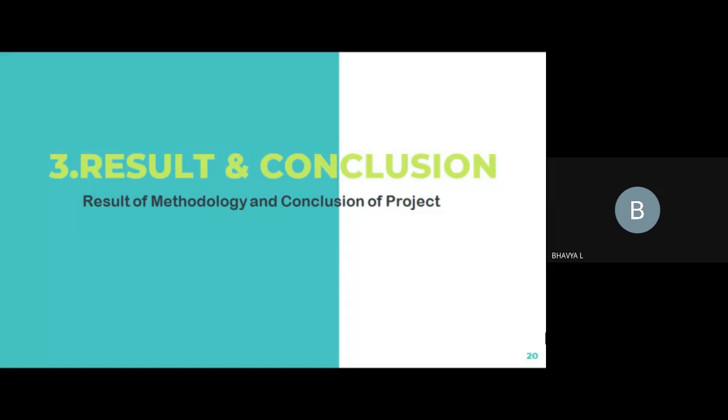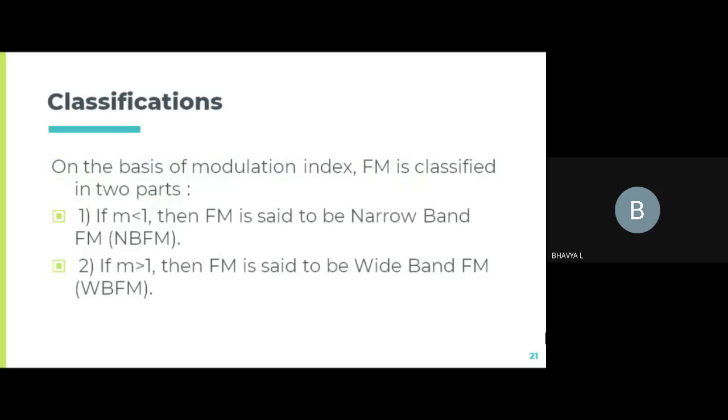Now let's discuss the result and conclusion of our project. Classifications. On the basis of modulation index, FM is classified into two parts. If M is less than 1, then FM is said to be narrow band FM. If M is greater than 1, then FM is said to be wide band FM.